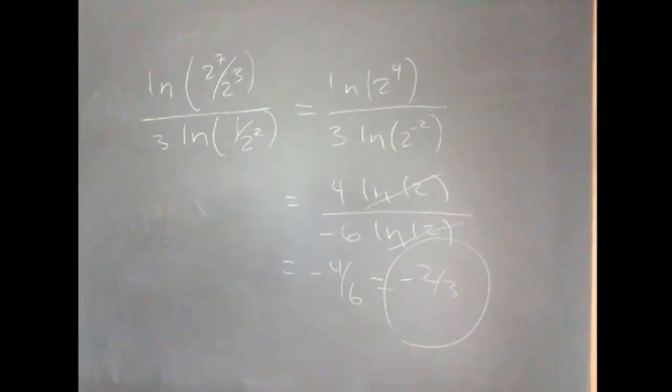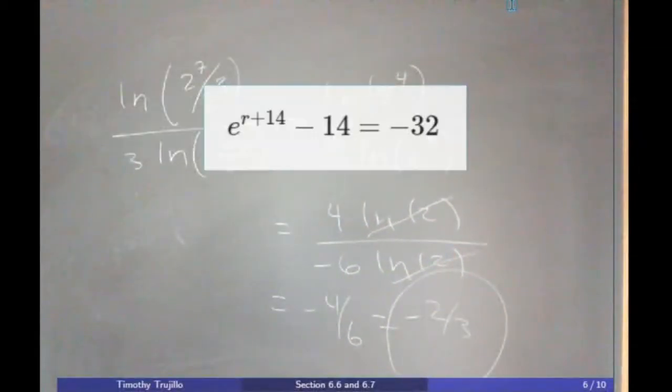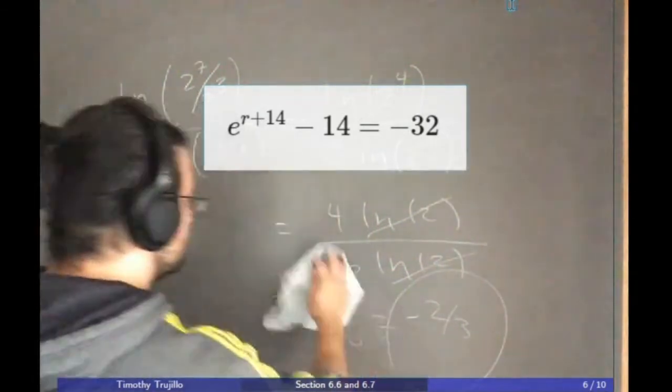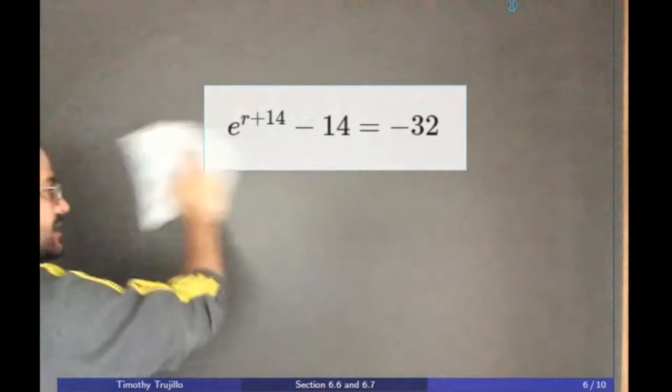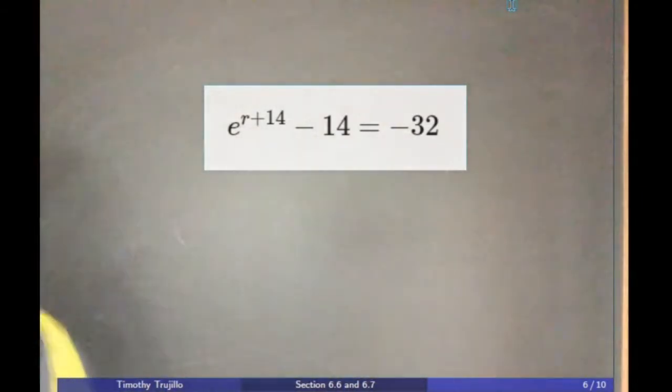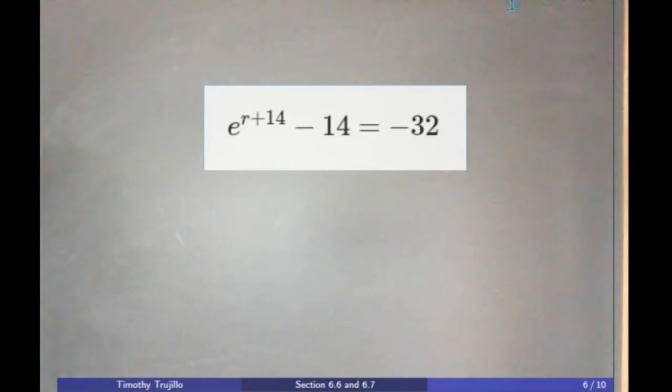All right. Let's continue on. So here's another interesting one. And the point of this example is just to show you that not everything will have a solution, right? So there are going to be a few questions on 6-6 that if you tried to solve them, you would get something that was not a solution. This is an example of one. So here you would try to isolate that e to the r plus 14 on its own by adding 14 to both sides.